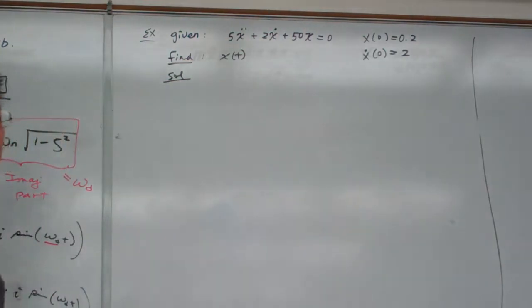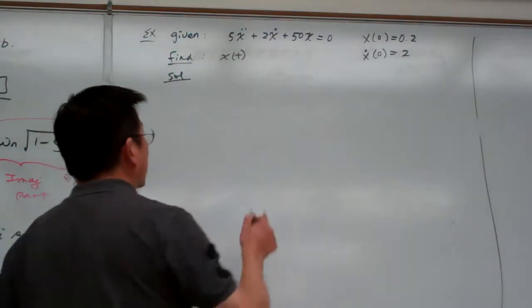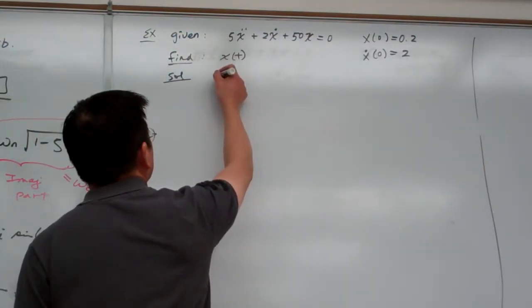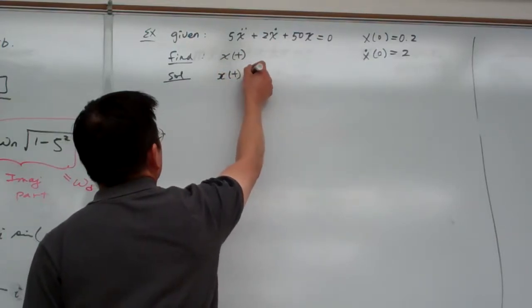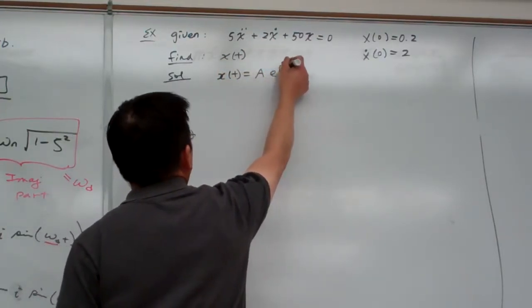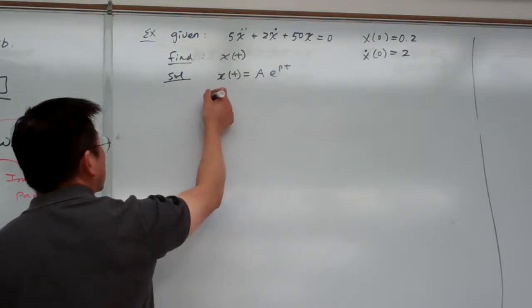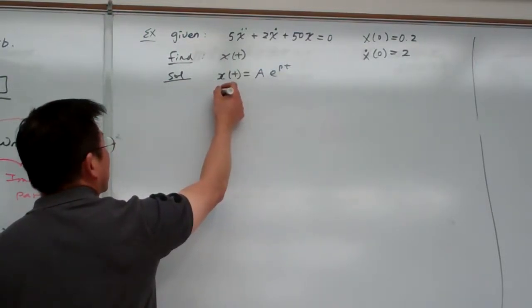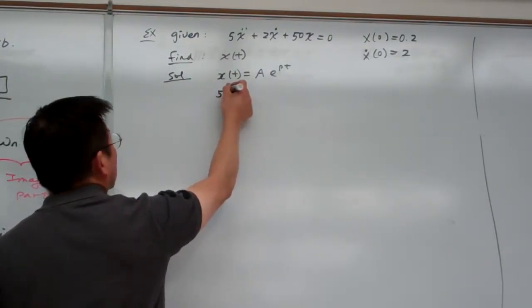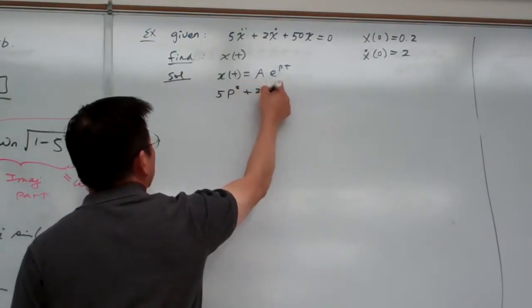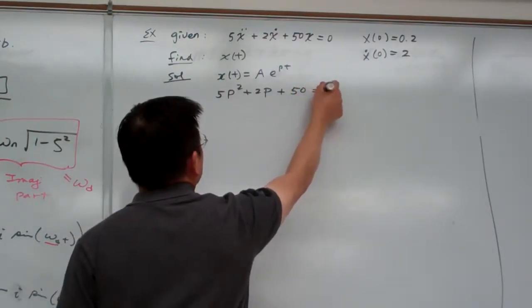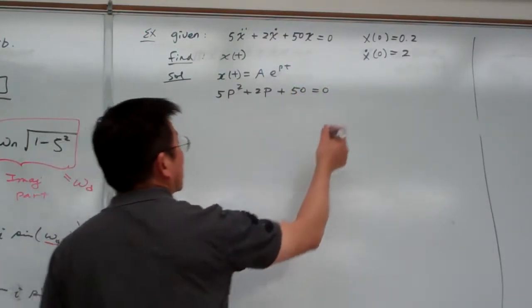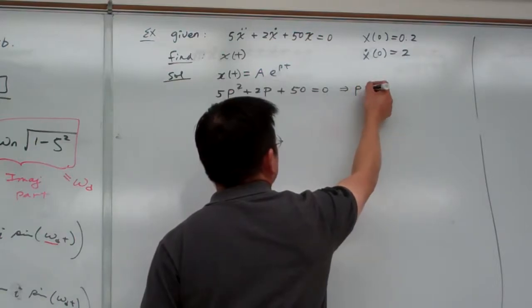So the first thing we need to determine, well, it's okay. We assume x(t) equal to A times exponent pt. In this way, you can see the characteristic equation will be 5p squared plus 2p plus 50 equal to 0. Okay, so from here, we can solve for p.